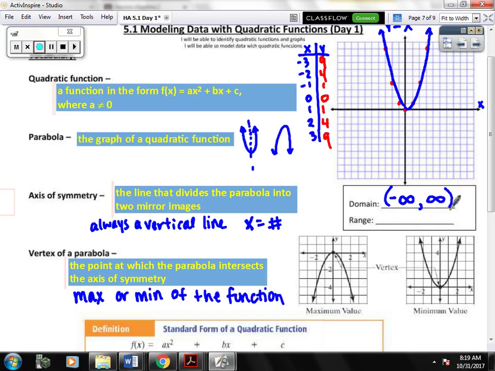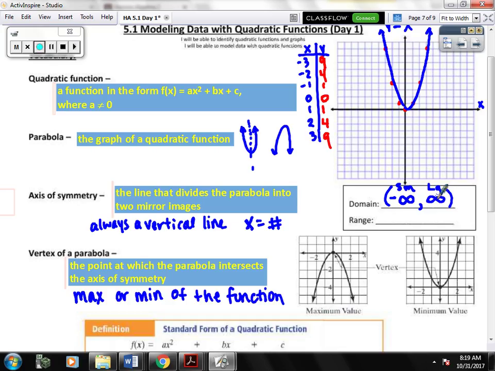Now, parentheses are used because you're not really including infinity because that's not an actual number. It goes on forever and ever and ever. We will use a bracket instead of a parenthesis if it actually touches that number. Okay, so this was our smallest value and the largest value that it can ever be.